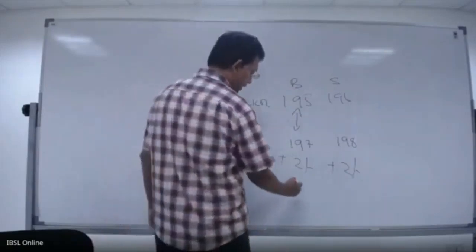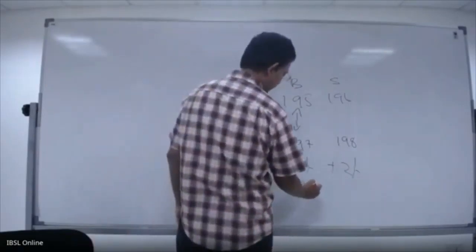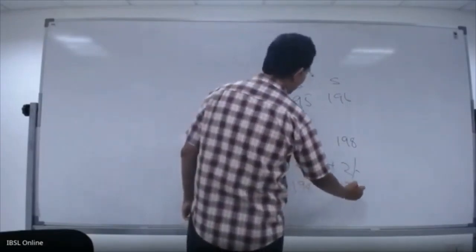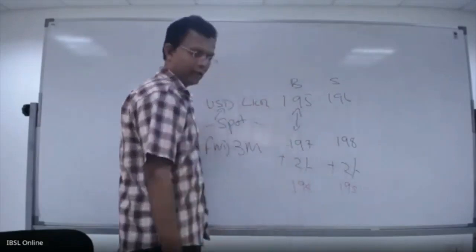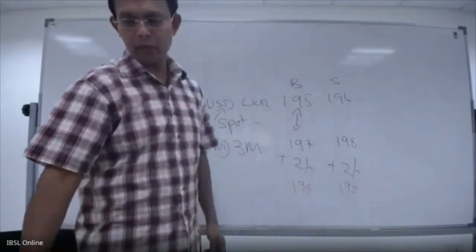Why can't it be 194, 195? Why was that not given?